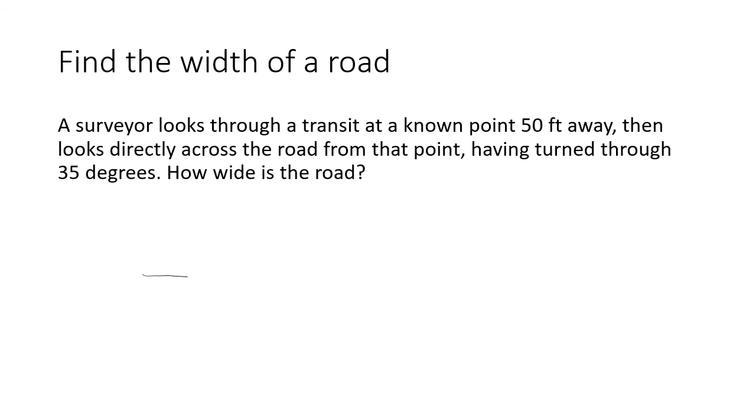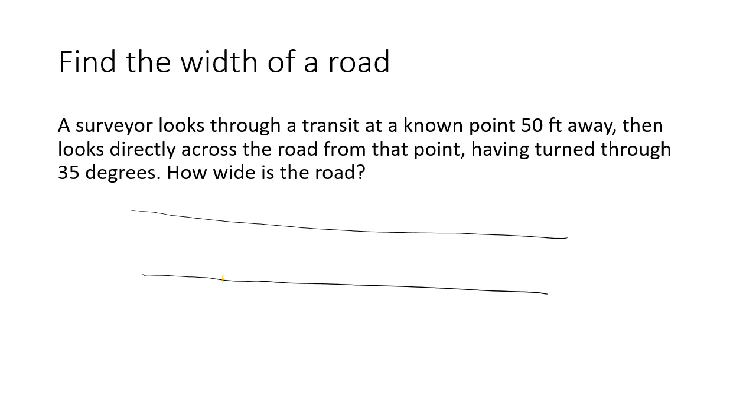All right, so here's an application of the same idea. We have a road, and there's a surveyor. Let's say the surveyor's right here. He's going to look through an instrument called a transit at a point that he knows. Let's say this point is right here, and it's 50 feet away. So this distance is 50 feet. Then he's going to turn. The transit records what angle you've turned through. He's going to look at this other point directly across the street from that point, and he's turned through an angle of 35 degrees in order to do that.